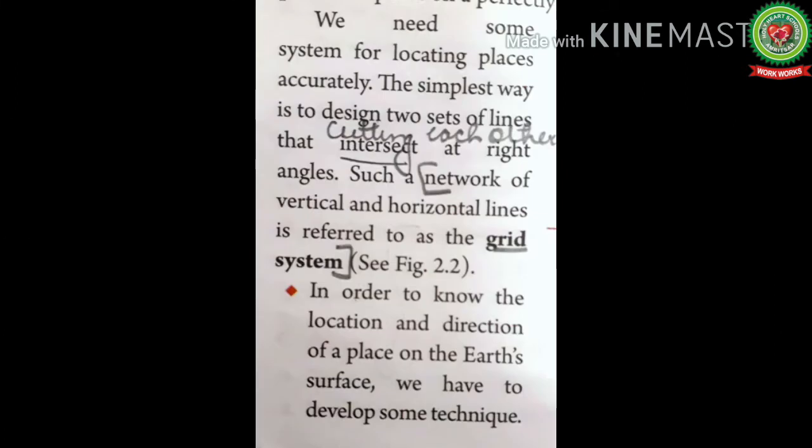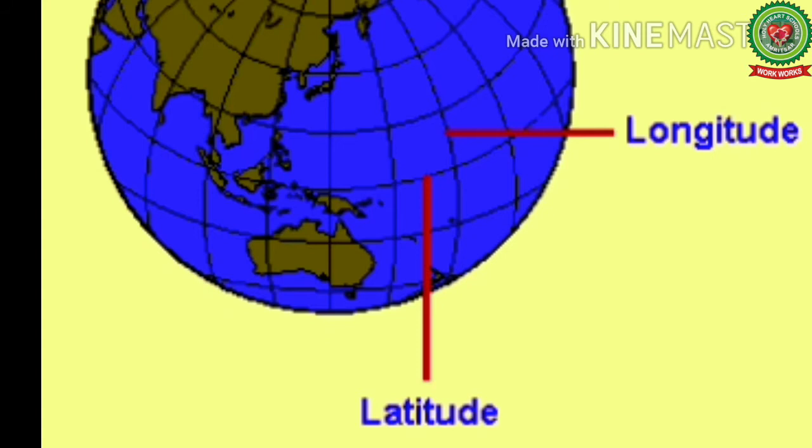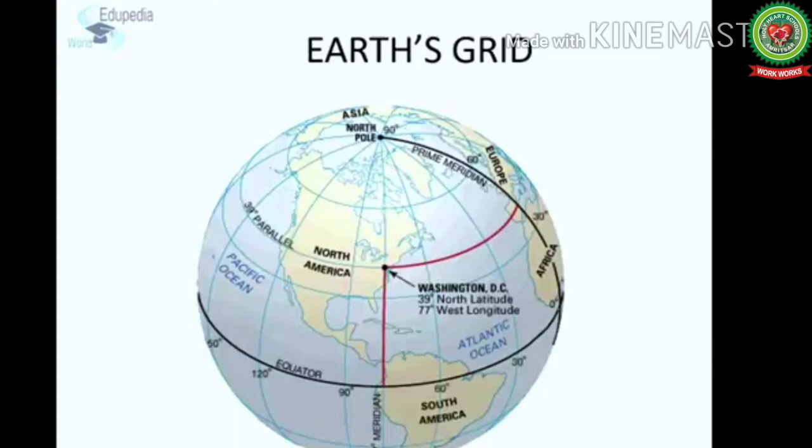So now let's read. We need some system for locating places accurately. Accurately means exact. The simplest way is to design two sets of lines that intersect at right angle. Intersect means cutting each other. Such a network of vertical and horizontal lines is referred to as grid system. On globe, these horizontal lines are known as latitudes and these vertical lines are known as longitudes. And where they cut each other, there a grid is formed.